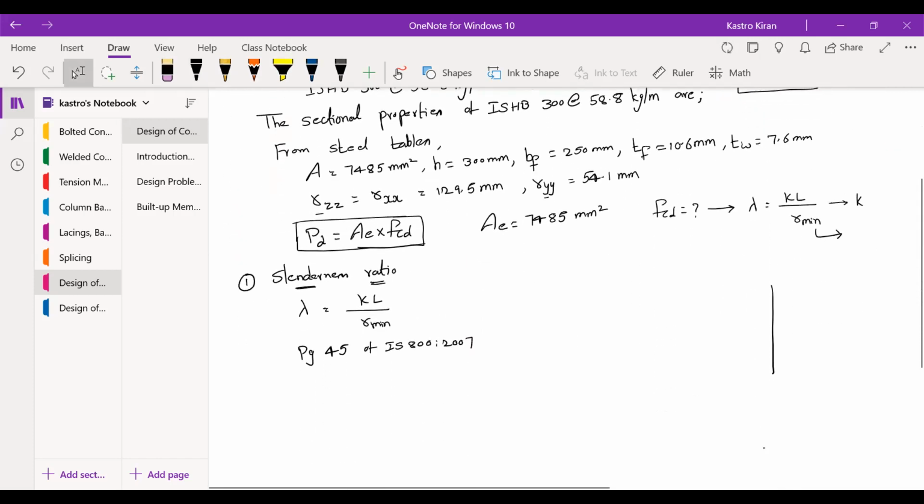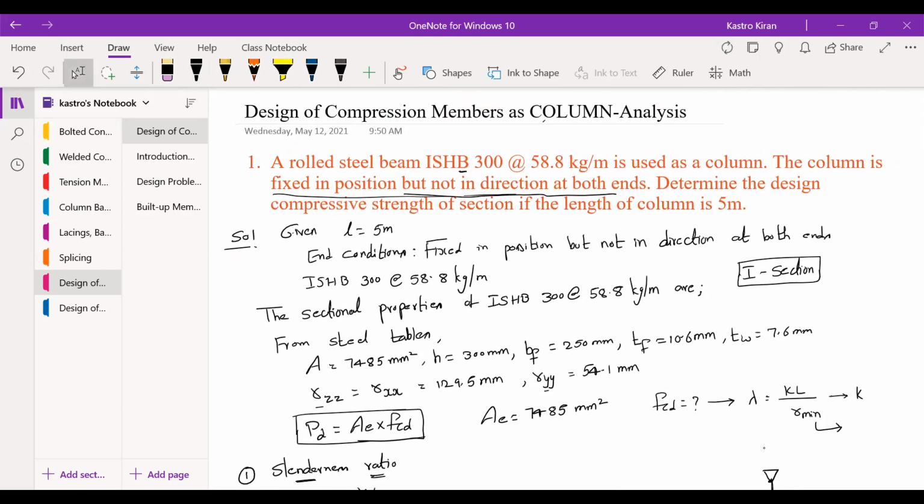But not in direction at both the ends means it cannot move. The column is however fixed, but it cannot move. What does it mean? It means it is a hinge connection. So when the column is fixed in position but not in direction, this means it's a hinge column. That means both ends of the column are hinged.